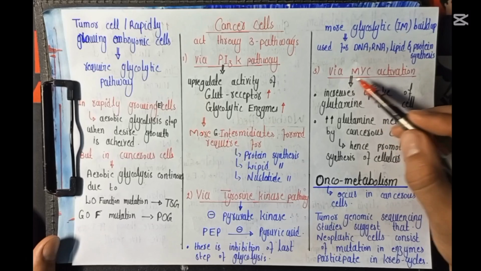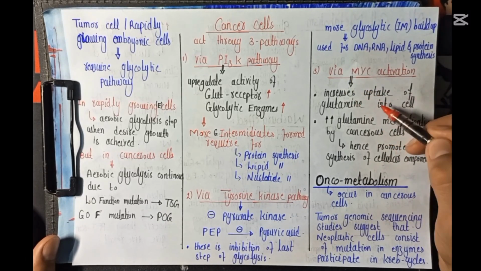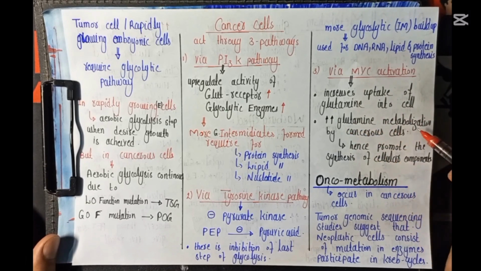Similarly, a cancer cell also acts via the MYC pathway, and MYC increases the uptake of glutamine into the cell. This pathway also increases glutamine metabolism, and hence they promote the synthesis of various cellular components which are required for neoplastic growth.